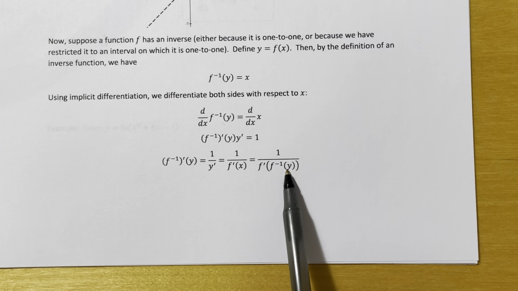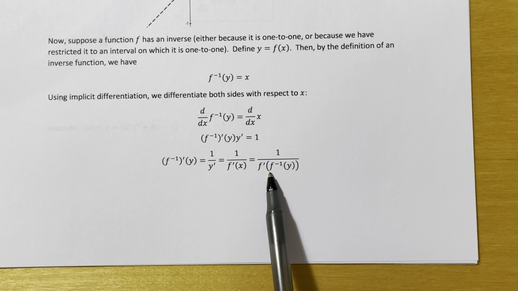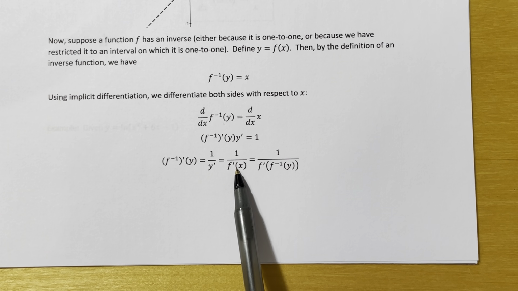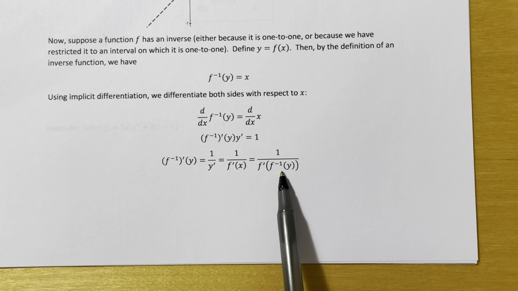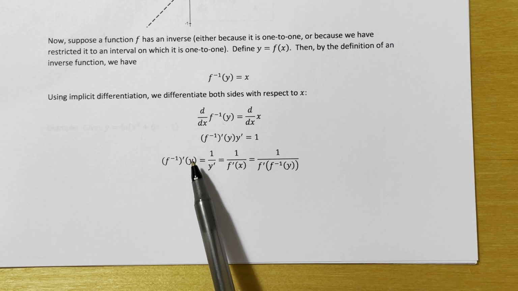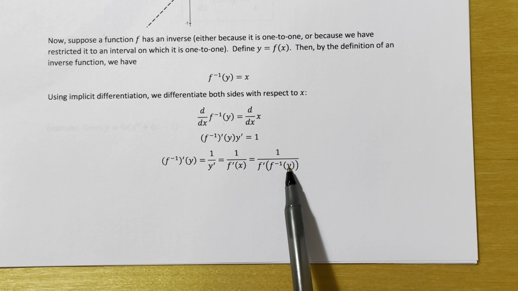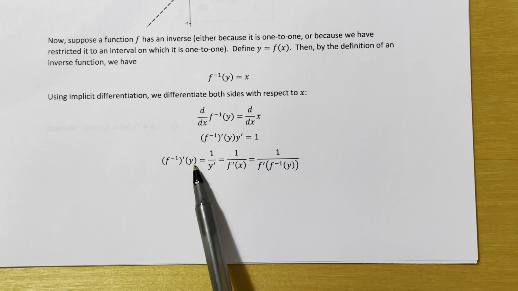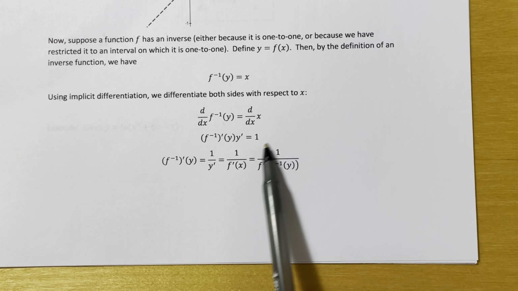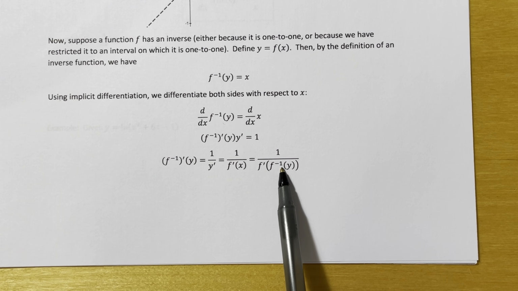Now you might be looking at this last step and thinking, well, I already had something that looked pretty nice right here. Why did I want to do this? And the reason is because if here I'm thinking of my input as y, I want the input over here to match that. Okay, because f inverse is a function of y, so the formula for the derivative of that thing should also be a function of y.